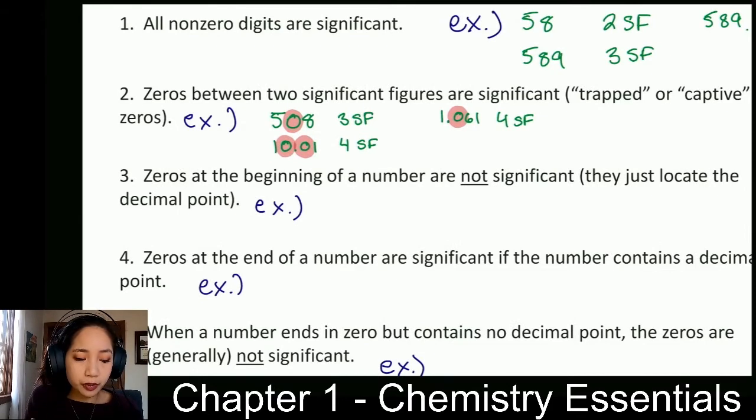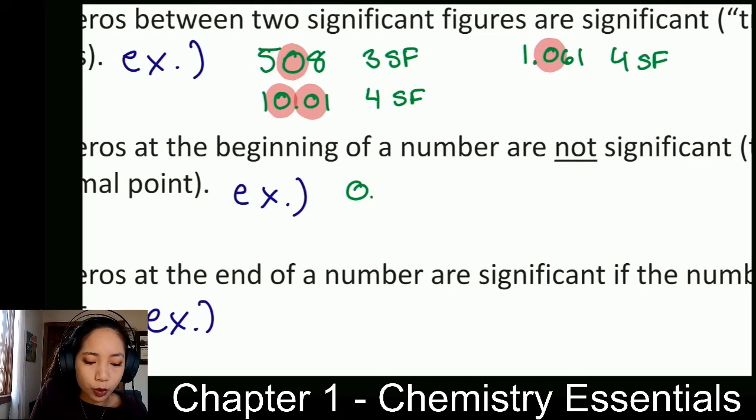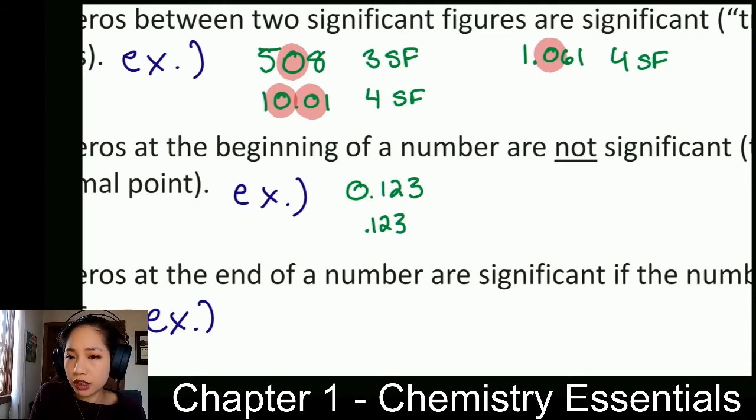Another type of zero are zeros that are at the beginning of a number. These are not significant. For example, a zero at the beginning of a number is like 0.123. That zero is just telling us where that decimal point is, that this number is smaller than 1. Typically when you write small values like this, you want to put that zero there and write this number as 0.123 instead of .123, especially in your lab notebooks. You want to put that zero there because it tells you that this is a small number.